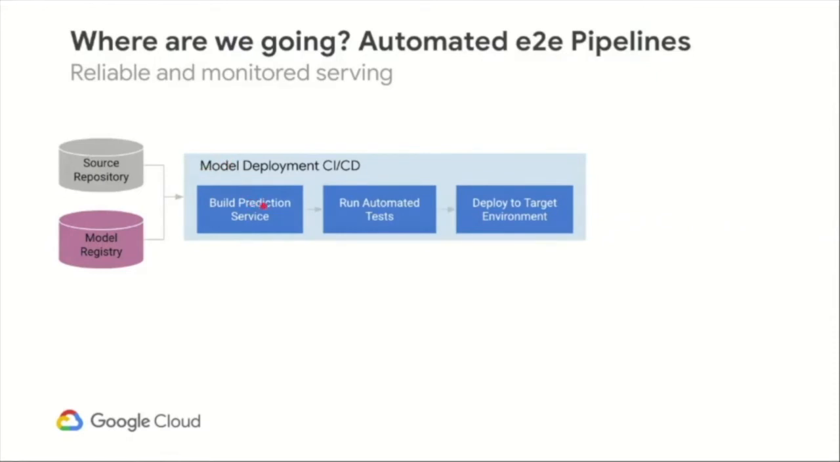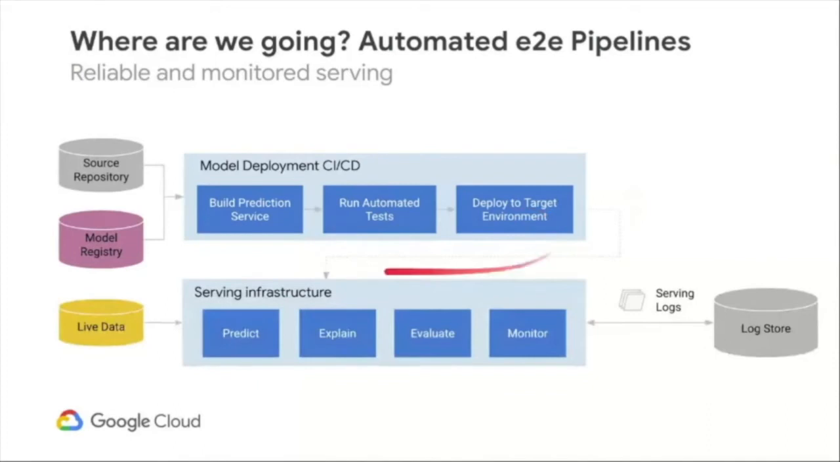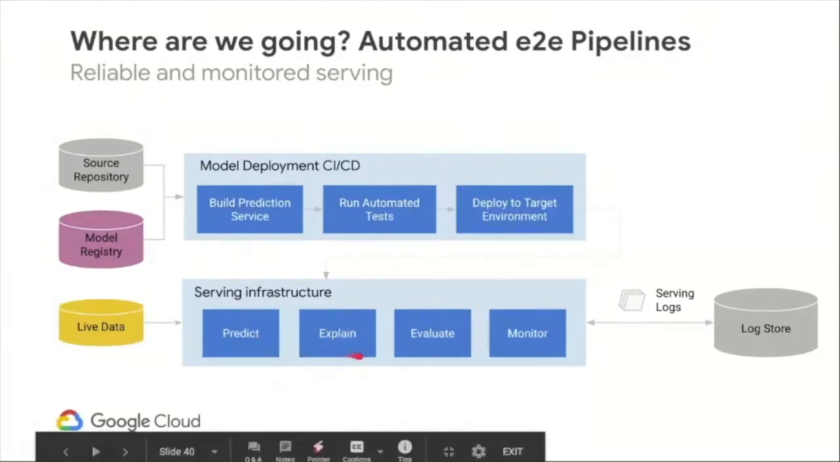We build that service. We run tests to make sure that the service serves. If it's a REST API, we need to run tests to see that if we submit a request payload, we get back a response. And lastly, we deploy this service into our target environment. Once we do that, we have a service that is ready to accept traffic. So we send live data to that endpoint and we do predictions. We might use explainability.